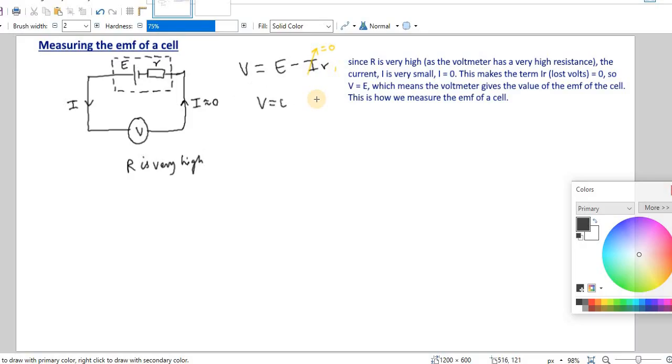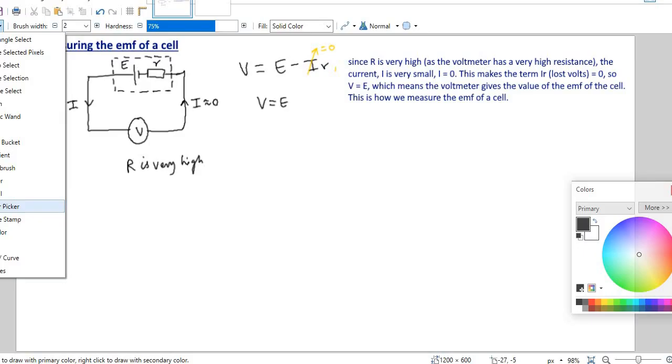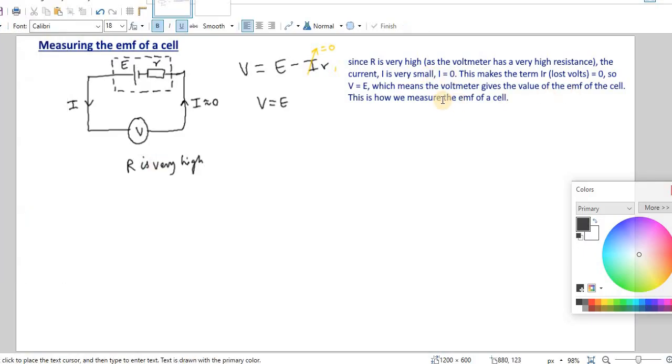So the voltmeter measures the EMF of the cell, and this is how we measure the EMF of a cell. To measure the EMF of a cell, we connect the voltmeter only across the cell. So it's only the voltmeter and the cell. When we connect it like this, the reading on the voltmeter is the EMF of the cell. So here we can also say R is very high because the voltmeter has a very high resistance.